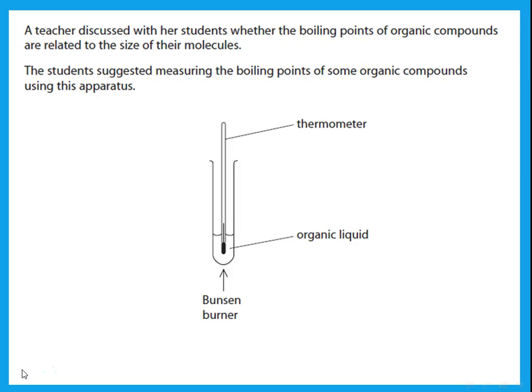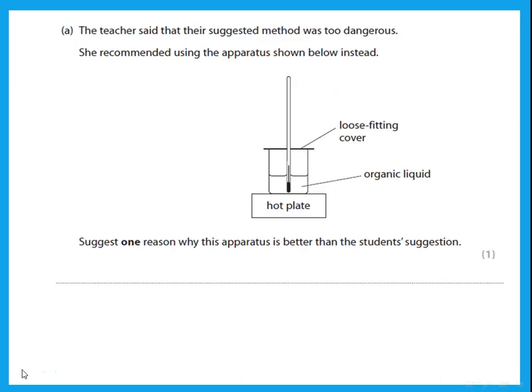A teacher discussed with her students whether the boiling points of organic compounds are related to the size of their molecules. The students suggested measuring the boiling points of some organic compounds using this apparatus. So this is a test tube where he puts the organic liquid and he's heating it with a Bunsen burner. Is that a good idea? You should remember when we talked about safety precautions, organic liquids are flammable, they burn easily, so you don't heat them directly by a Bunsen burner.